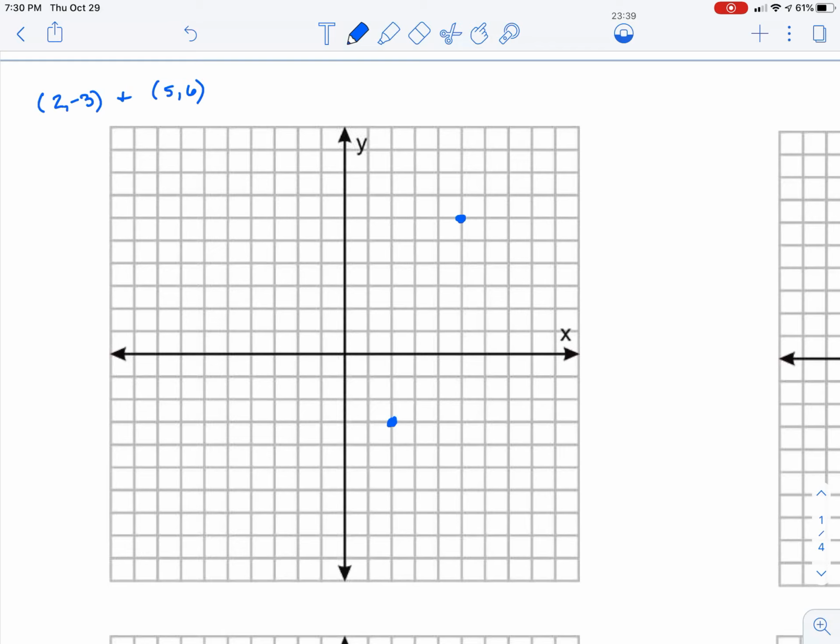Sometimes it's hard for me on this iPad to do that. I can't put a ruler on here. That is awful. Let's try it again. Maybe I'll come down.